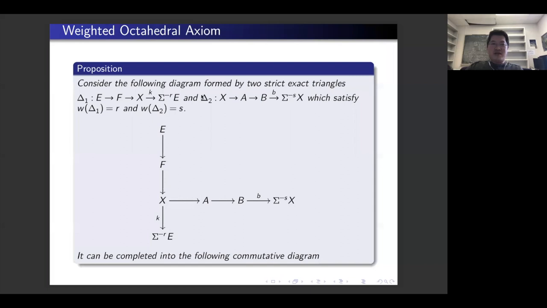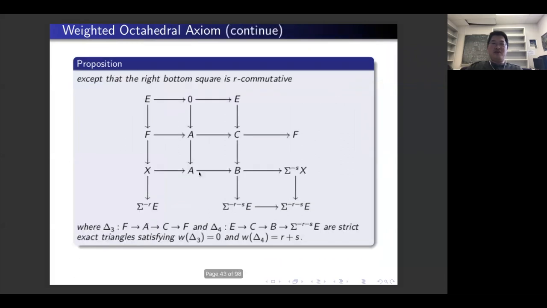Just like the classic octahedron axiom, you start with two triangles. So now I start with two triangles with weights. The first triangle is with weight R, which is this one. And the second one is with weight S. And then I'm going to complete this diagram into the following diagram. So again, you have this weight R triangle here. You have a weight S triangle here.